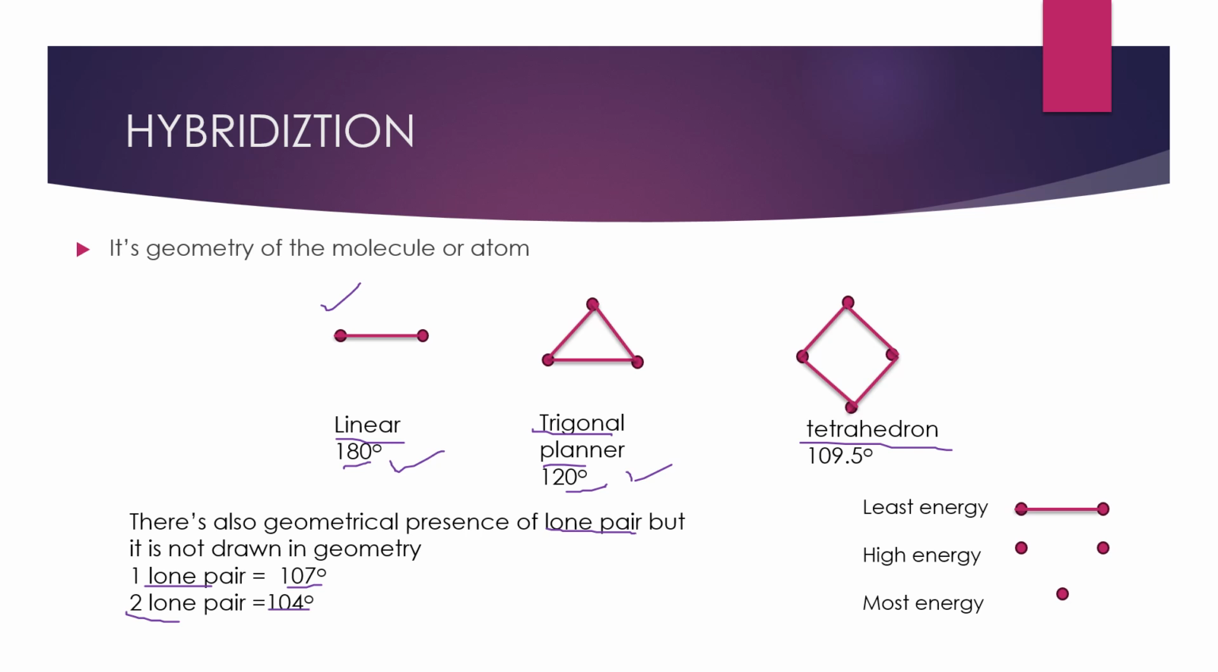Now there is a thing to be noted: the most energy is in the single electron, or we can say an empty or valence electron. The high energy is in the lone pair, and the least energy is in the bond. If we are talking about the high energy, that's in the lone pair. So its high energy from the single electrons makes it look like a dumbbell, and if we are representing it, it will be represented like this.